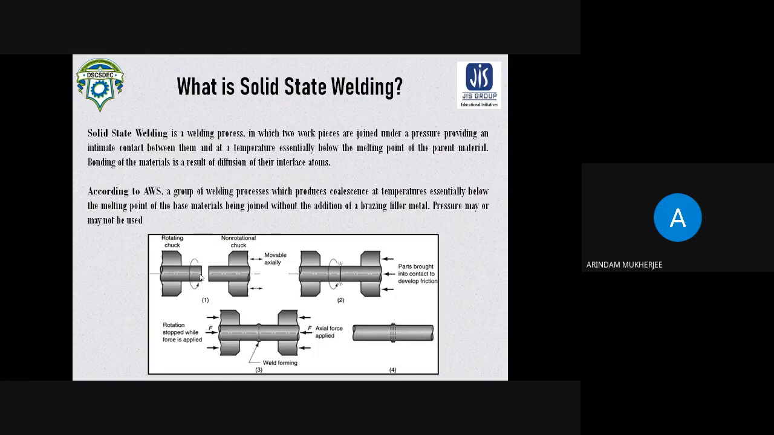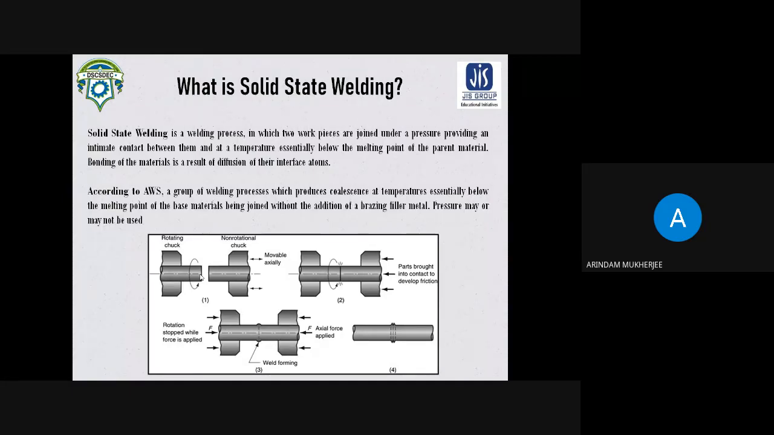I have already told you that solid state welding means the base metals are not melted. There will be some internal changes, some internal rise in temperature causing the joining. As you can see here, we have an example of friction welding. You can see a non-rotational chuck and a rotational chuck, so you can think of a non-rotating body and a rotating body. One body is fixed and the other cylindrical body is rotating. Now these two bodies are moved axially.